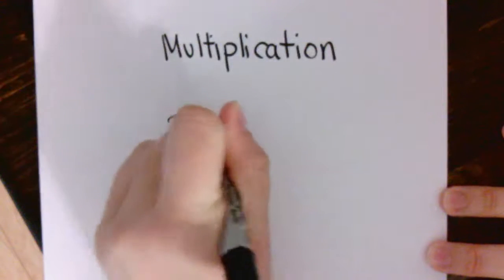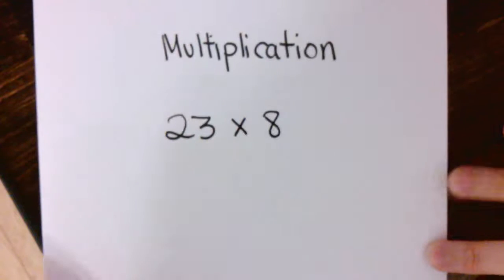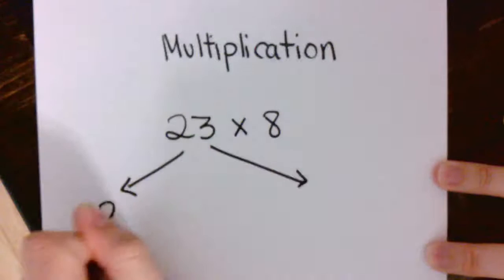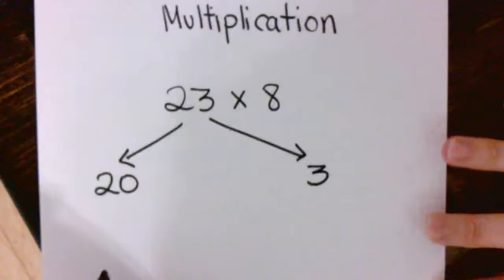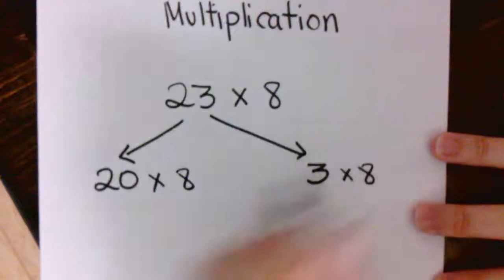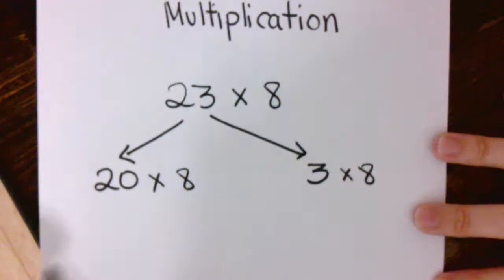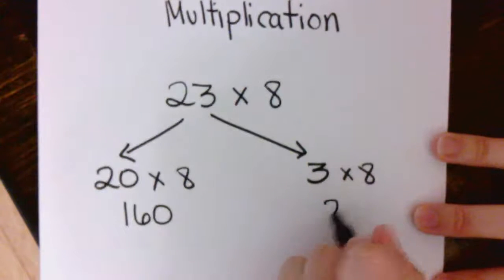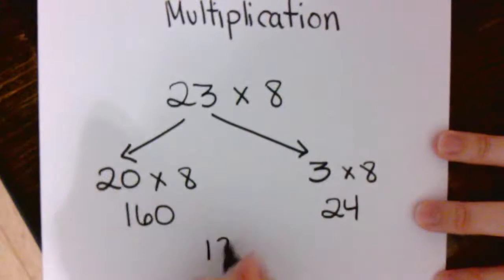And if I take 23 times 8, I'm going to split 23 into 20 and 3. And I'm going to distribute the 8. So I'm going to pass it out, times 8 on either side. 20 times 8 is 160. 3 times 8 is 24, giving me a total of 184.